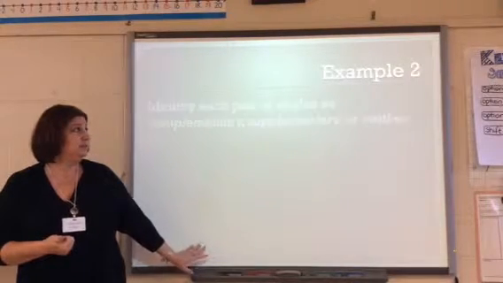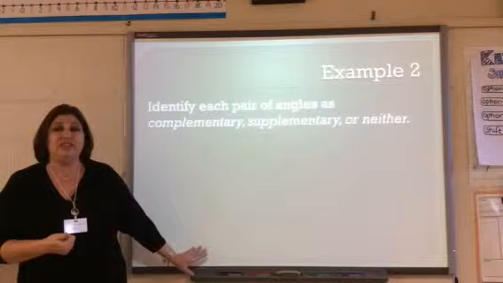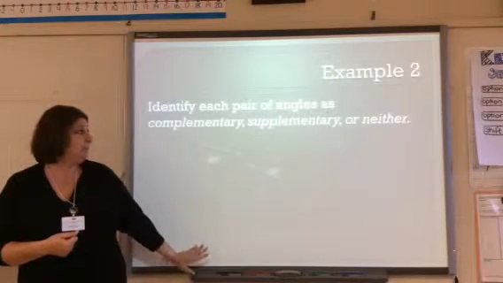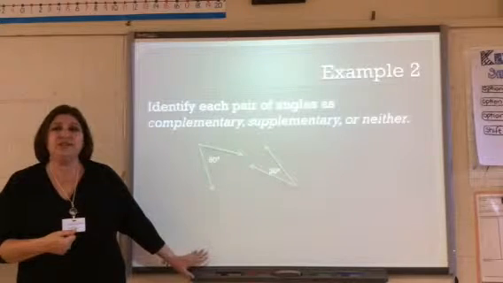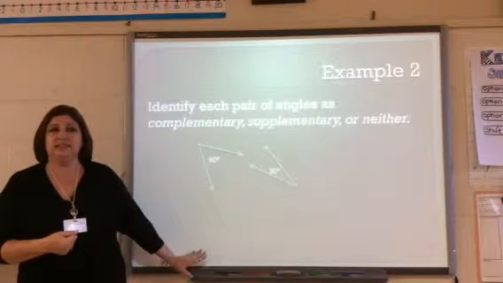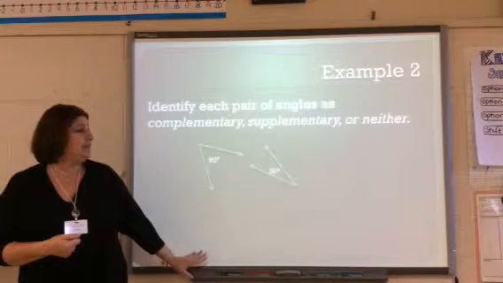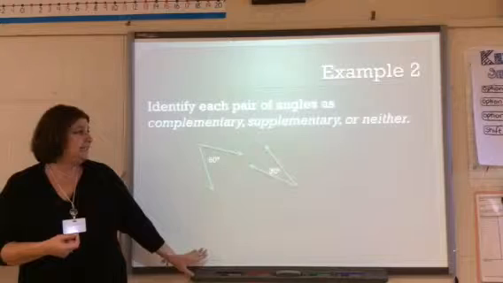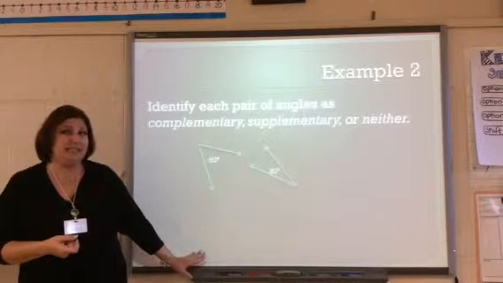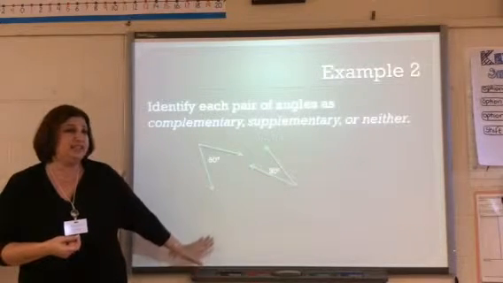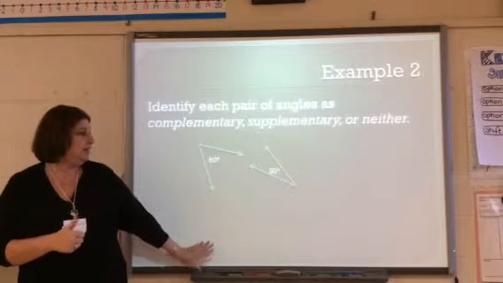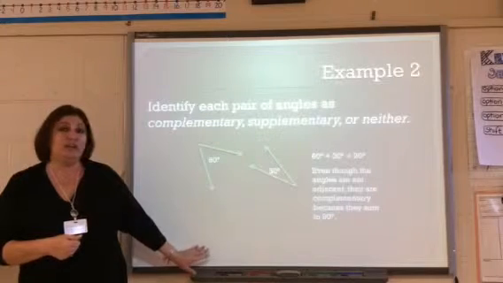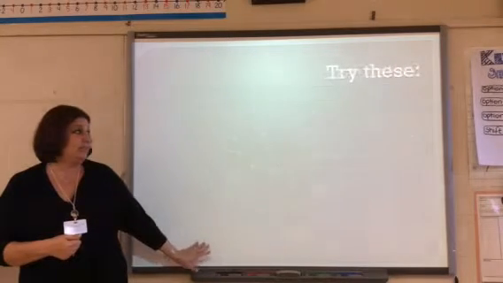Example 2. Identify if each pair of angles is complementary, supplementary, or neither. 60 degrees and 30 degrees. Complementary, supplementary, or neither? They're not attached, but 60 plus 30 equals 90. That's 90 degrees. I think that's my complement. Even though they're not adjacent, they are complementary because they sum to 90 degrees.